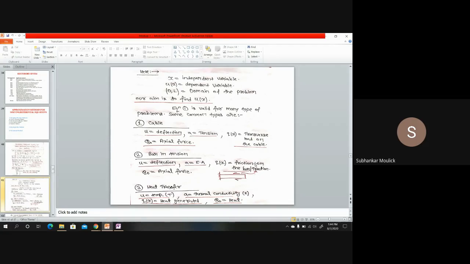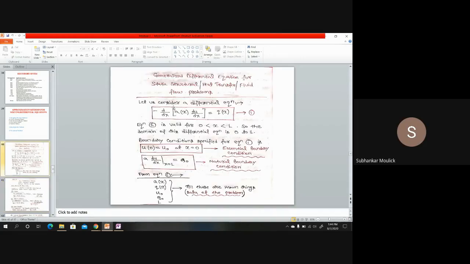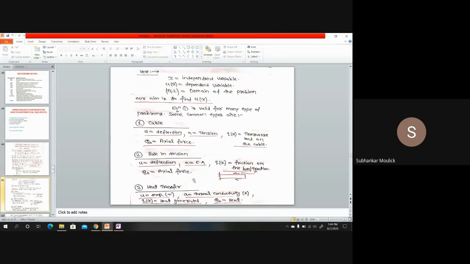Sir, what is small a? Small a is the material property for each and every type of problem. If I am talking about a bar, the material property is your E into A. E means the modulus of elasticity of the problem into the cross-sectional area of the problem.